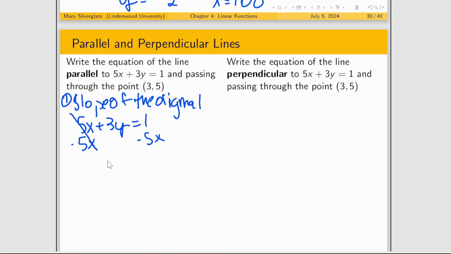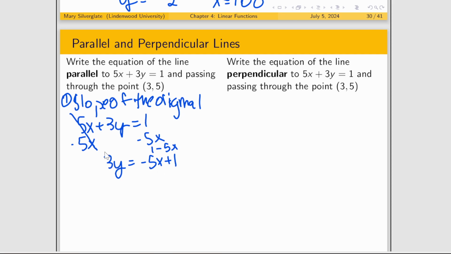5x minus 5x makes 0. I'm left with 3y equals 1, and -5x are different terms. I'm really just keeping track of where they are and what sign they are. And I'm going to write that specifically as -5x plus 1 because I'm used to seeing the x first. If you wrote 1 minus 5x, that's not technically wrong. It's just kind of backwards to how we're used to seeing it. And 1 minus 5x is the same thing as -5x plus 1.